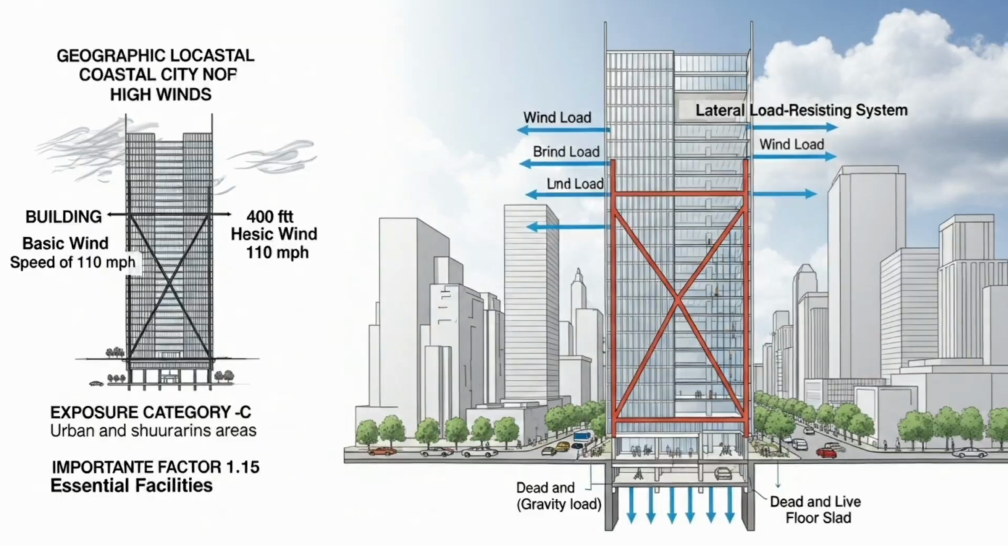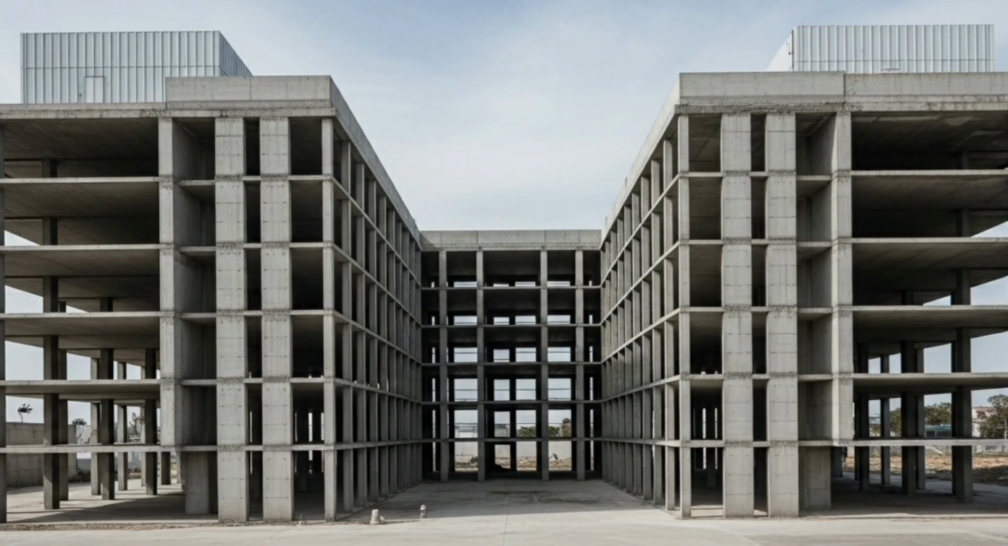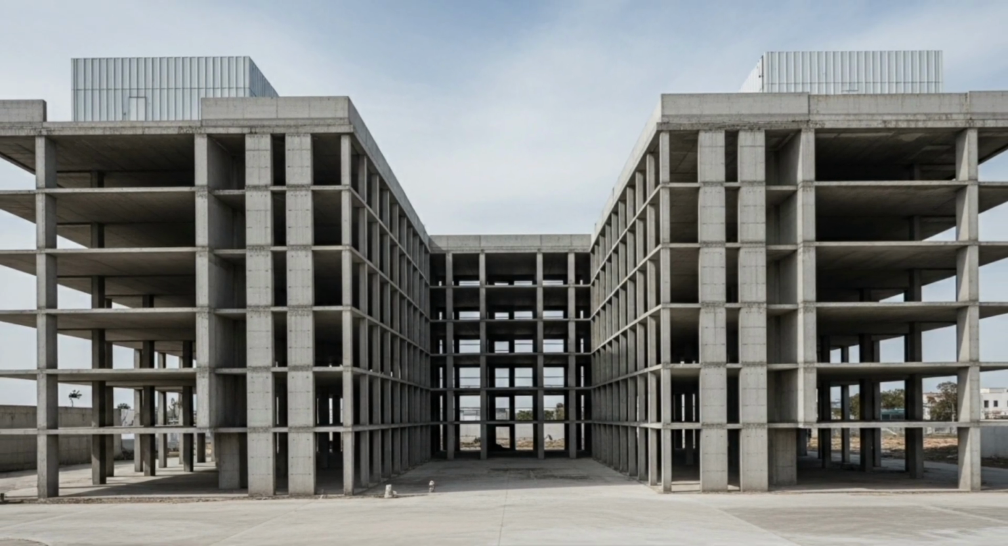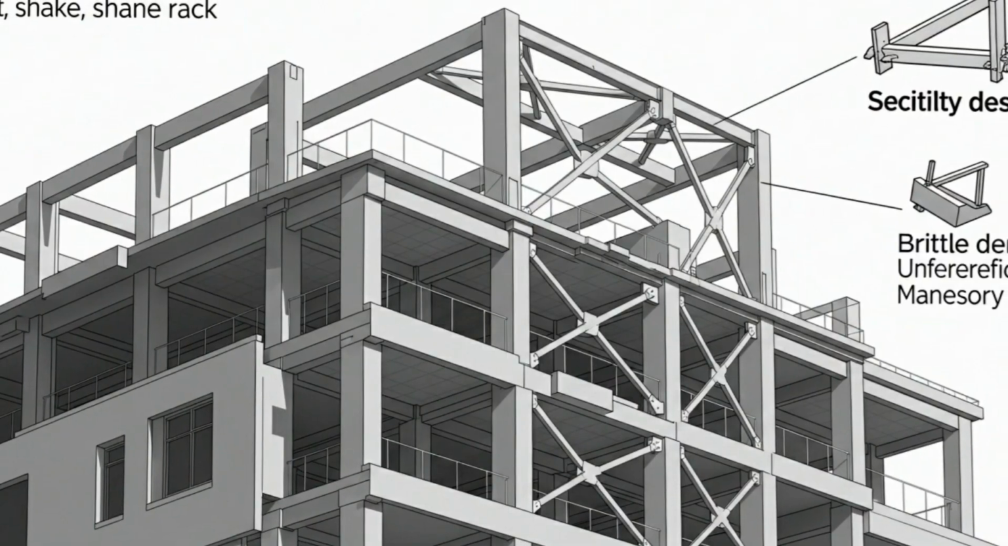To resist this, we need elements like shear walls, braced frames, or moment frames that act as the building's backbone, transferring these lateral forces down to the foundation. The shape of your building has a profound impact on wind loads. A tall, slender box will experience significant sway and wind pressure, potentially requiring a tuned mass damper, while a curved or tapered form can significantly reduce wind forces.